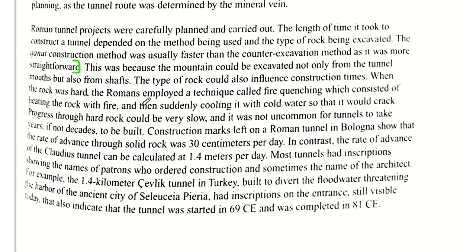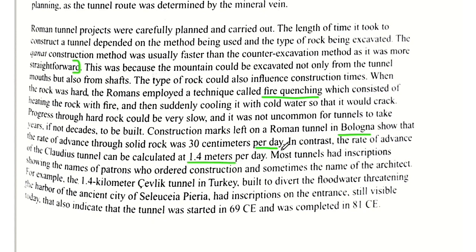When the rock was hard, the Romans employed a technique called fire quenching. It consisted of heating the rock with fire and then suddenly cooling it with cold water so that it would crack. Progress through hard rock could be very slow, and it was not uncommon for tunnels to take years, if not decades, to be built. Construction marks left on Roman tunnels in Bologna showed that the rate of advance through solid rock was 30 centimeters per day. In contrast, the rate of advance of Claudius tunnel can be calculated as 1.4 meters per day.